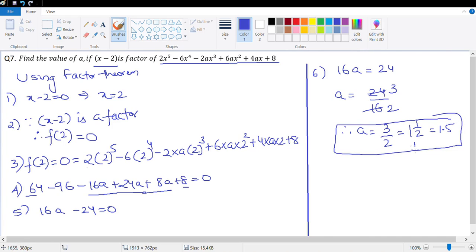Okay, so let's read the question. It says find the value of a. Therefore, the value of a will be 1.5 if the given polynomial has to have x minus 2 as a factor.